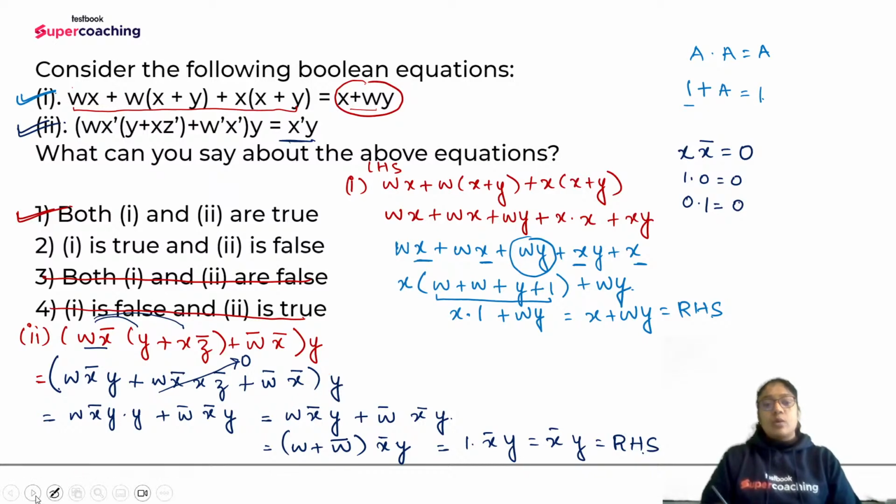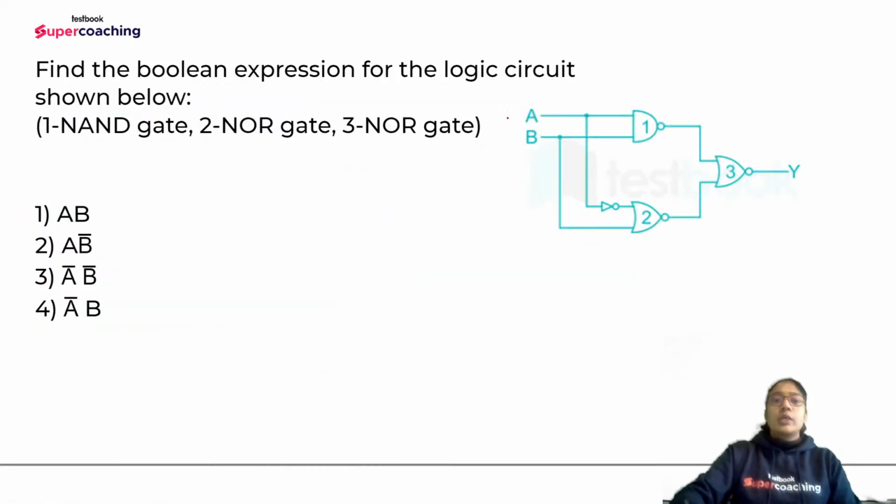Now let's take the next question from the logic gates. Here you are given a logic circuit. 1 is representing the NAND gate, 2 is representing the NOR gate, and the third gate is the NOR gate. You have to write the simplified expression. What will be the output of this logic circuit?